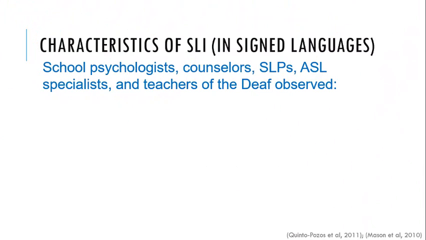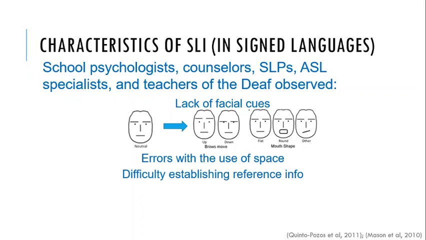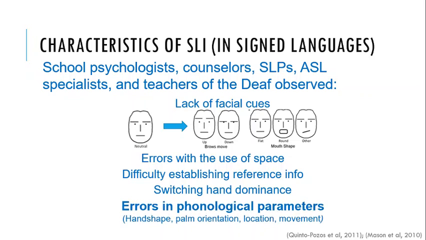Various professionals were interviewed to describe their observations of specific language impairment from their work with children who are deaf or hard of hearing. The commonalities included lack of facial cues, which pertain to weak or absent eye contact or blank staring. This does not bode well with the grammar of sign language, which relies heavily on eyebrow expression and mouth articulations. Another error was trouble setting up characters in space, as well as omitting referential information, such as time, place, or person. There was also switching of hand dominance, as well as errors in phonological parameters. These errors are quite common, especially with movement.